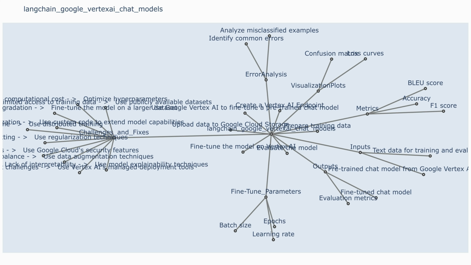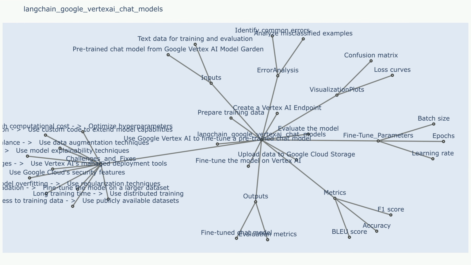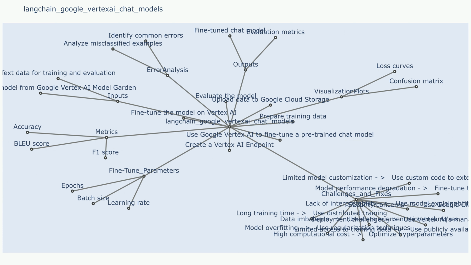Description: explain in detail. Langchain's Google Vertex AI chat models are a powerful tool for integrating large language models (LLMs) into your applications. They enable you to leverage the capabilities of Google's pre-trained models, like Palm 2, for tasks like text generation, summarization, translation, and more.